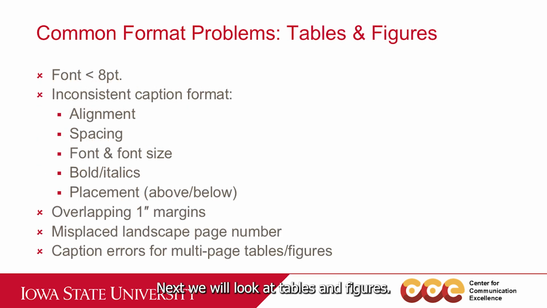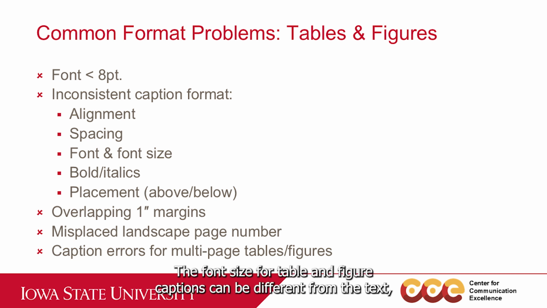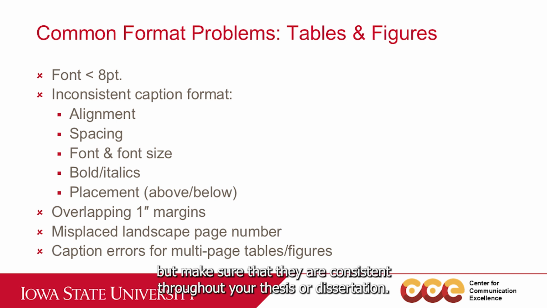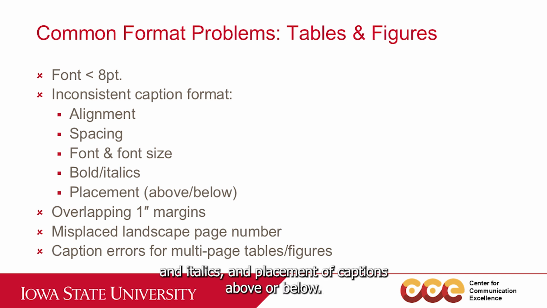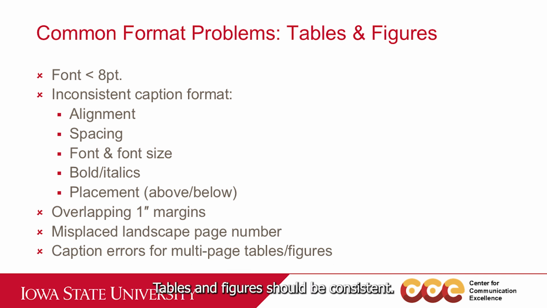Next, we will look at tables and figures. The font size for table and figure captions can be different from the text, but make sure that they are consistent throughout your thesis or dissertation. Format attributes such as alignment, spacing, bold and italics, and placement of captions above or below tables and figures should be consistent. Figures and tables should not overlap the page margins.